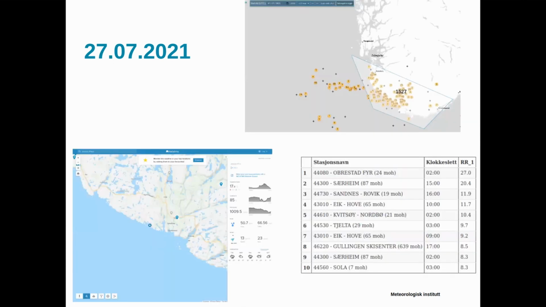And if we look at the observations, we had quite a few lightnings, 1500. It's quite a lot for such a small area in Norway in the summer. And also, if we look at the observations, our official ones had 27 at the most, but these are not so densely situated, so they often don't catch the highest rain showers.